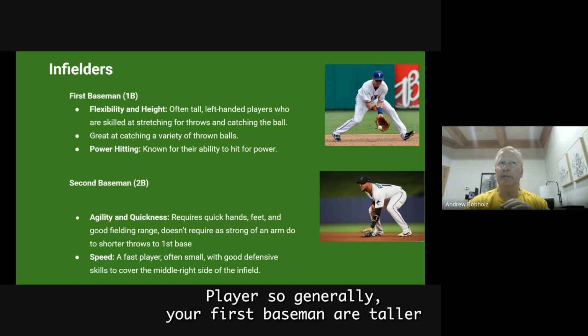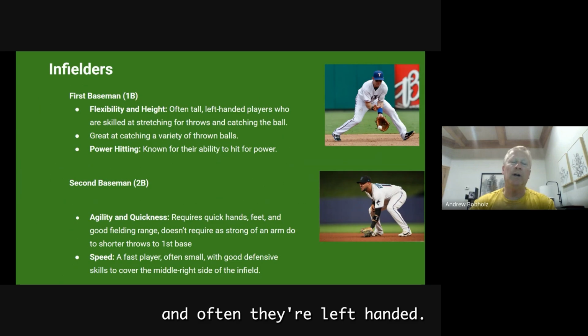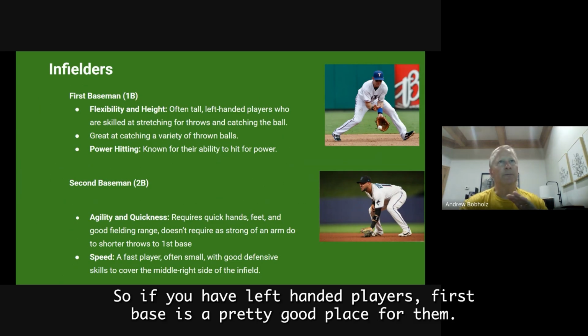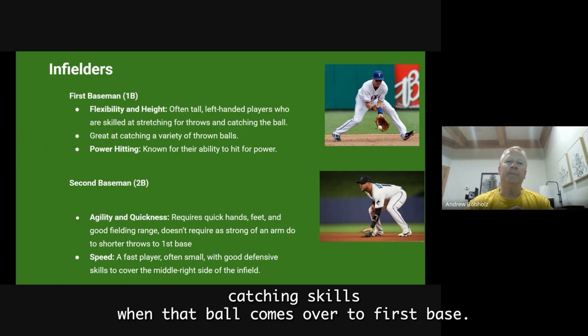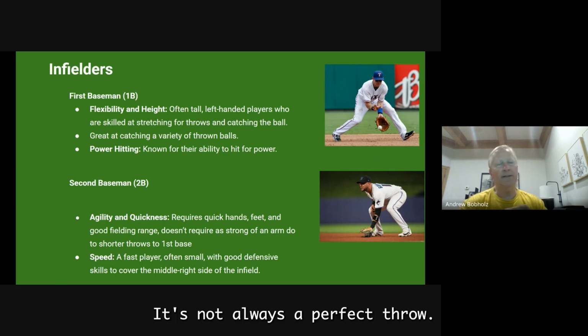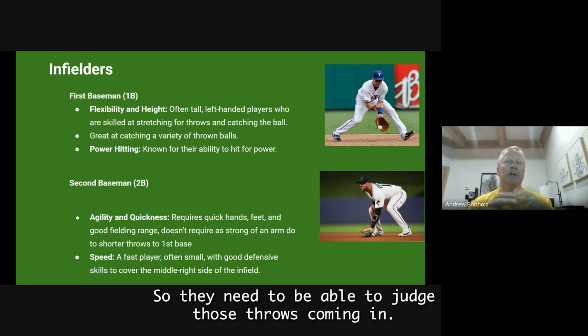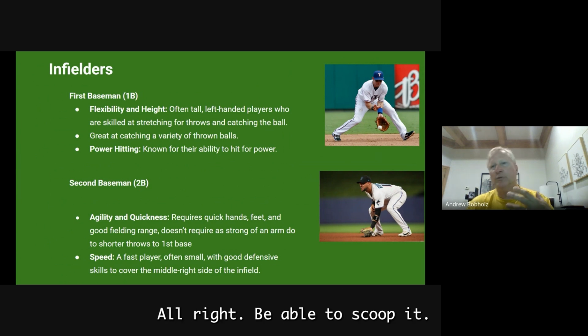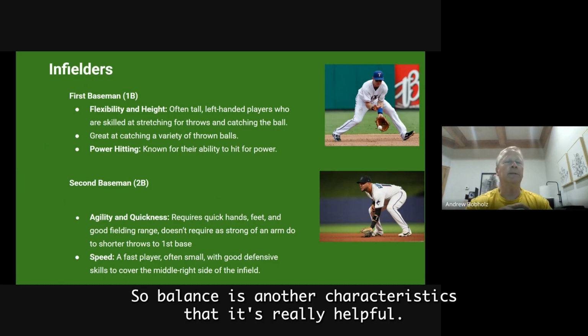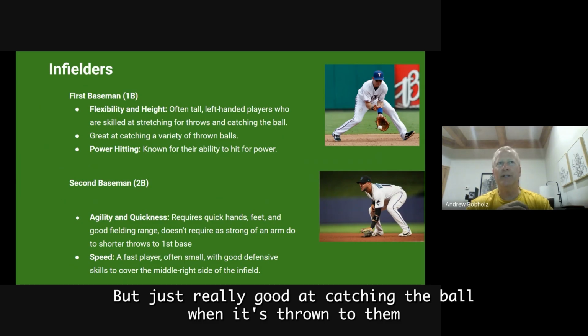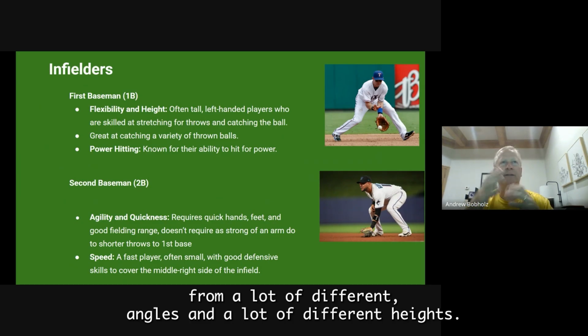So generally your first basemen are taller, and often they're left-handed. So if you have left-handed players, first base is a pretty good place for them. But again, they need to have really good catching skills. When that ball comes over to first base, it's not always a perfect throw. So they need to be able to judge those throws coming in, be able to scoop it if it's bounced, be able to reach up while keeping their foot on the base. So balance is another characteristic that's really helpful. But just really good at catching the ball when it's thrown to them from a lot of different angles and a lot of different heights.